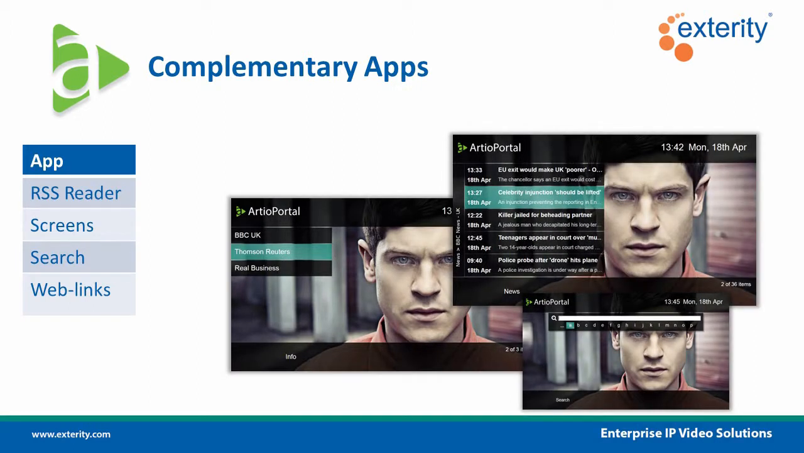At the top on the right we have the RSS Reader application accessing live European news feeds. On the left we have the Web Links application listing the approved websites the user has access to. Bottom right is the Search application, allowing the user to quickly search for keywords across the portal's entire app collection.